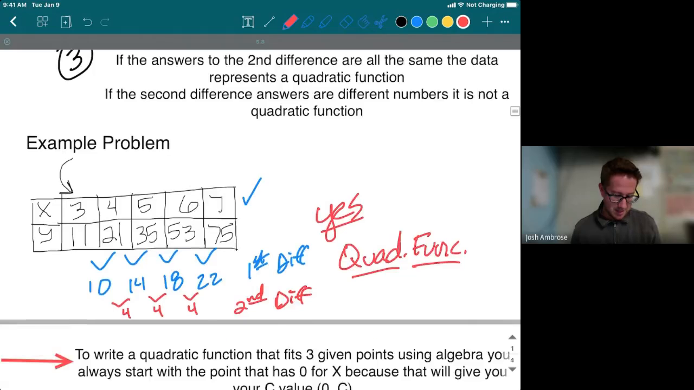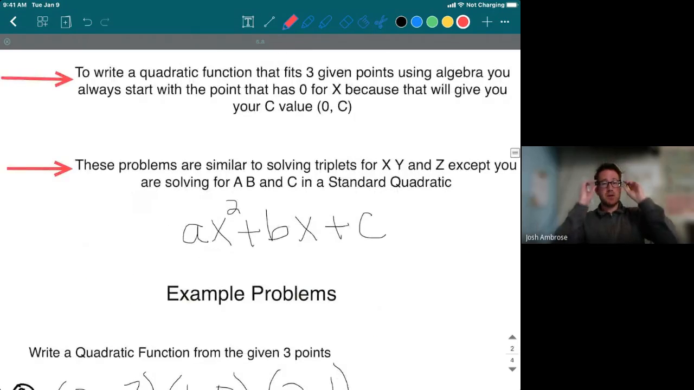Now here we go. To write a quadratic function, it's going to be given 3 points.